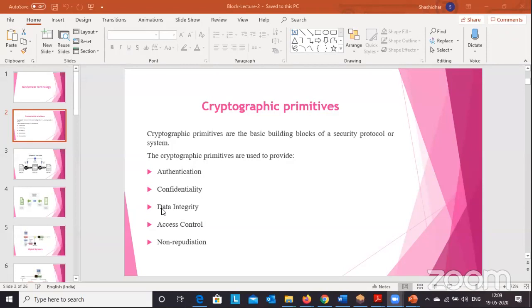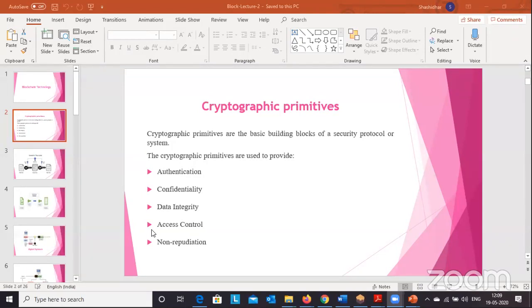Under security services, we have data integrity. What is meant by data integrity? Whenever we are transmitting a message from source to destination, or sender to receiver, the message should not be read by attackers or third parties, and should not be modified. That provides data integrity.